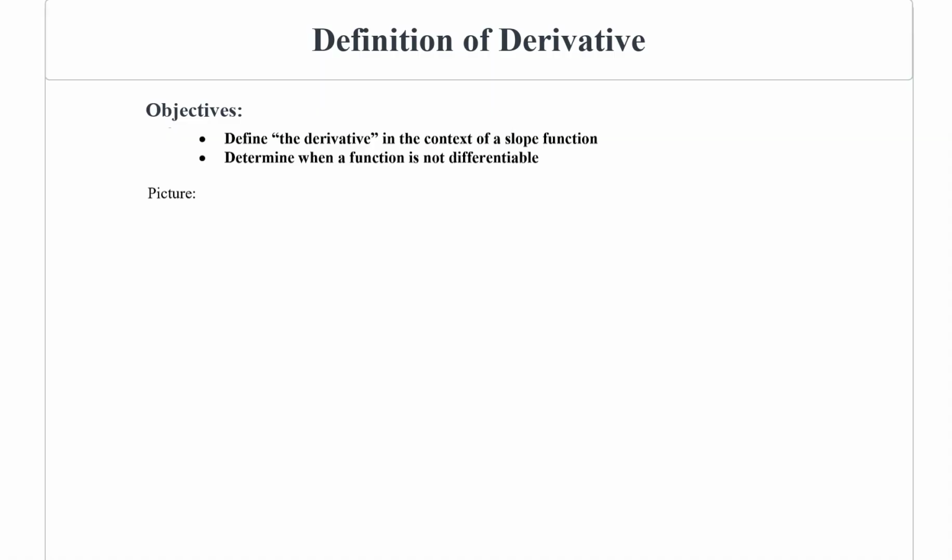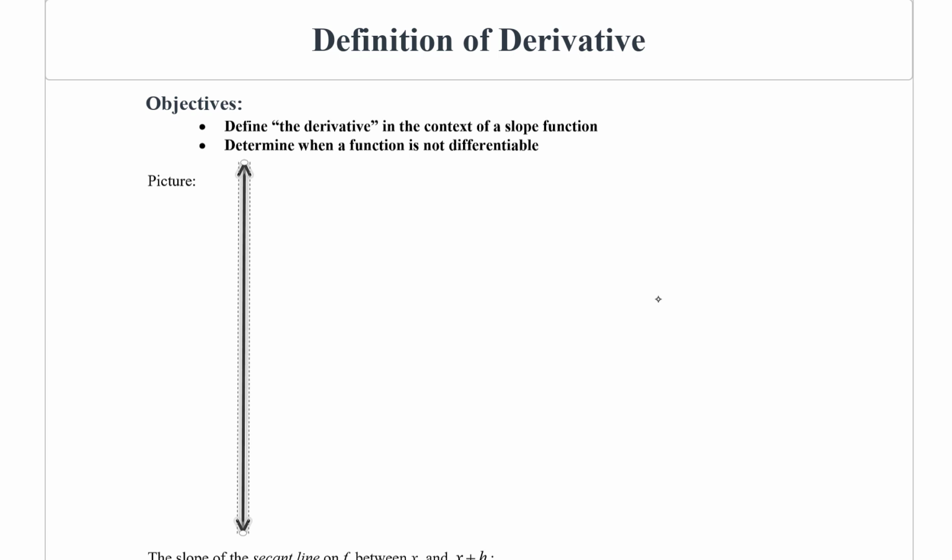Definition of derivative. Objectives. Define the derivative in the context of a slope function. Determine when a function is not differentiable. Let's begin by drawing a picture.